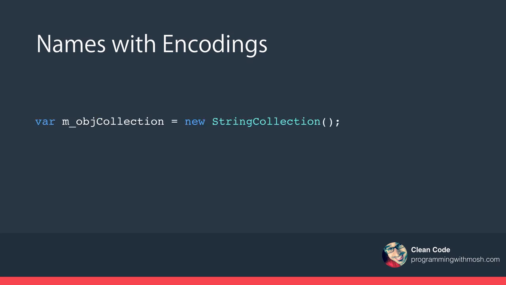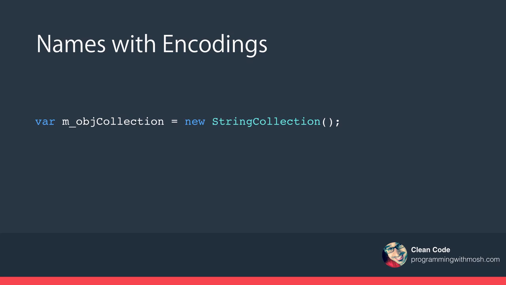Here is another example of Hungarian notation. What does object collection mean? I don't know. I have to look and see what is stored in that collection. But look, this object collection is actually assigned to a string collection. So it's not really an object collection as in a collection of objects. It's a collection of strings.